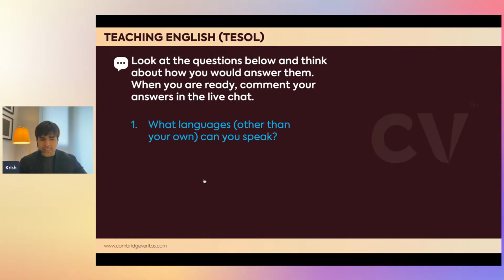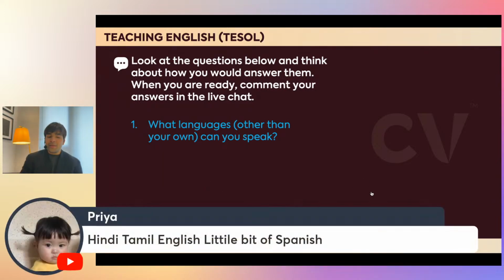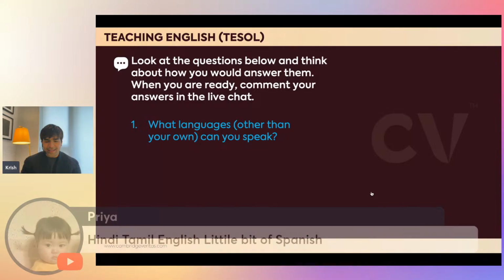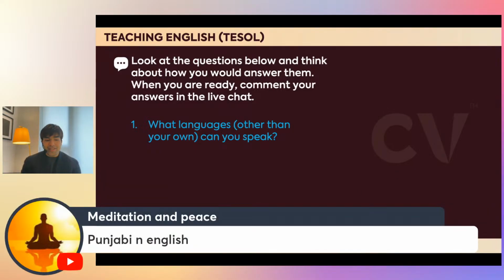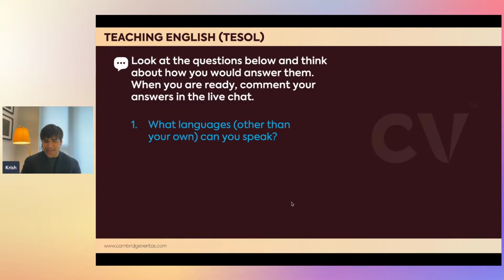What languages other than your own can you speak? Priya says that she can speak Hindi, Tamil, a little bit of Spanish as well. That's interesting. Thank you. Shivanshi says Punjabi and English. Okay. Thank you. What about other people? Let us know.